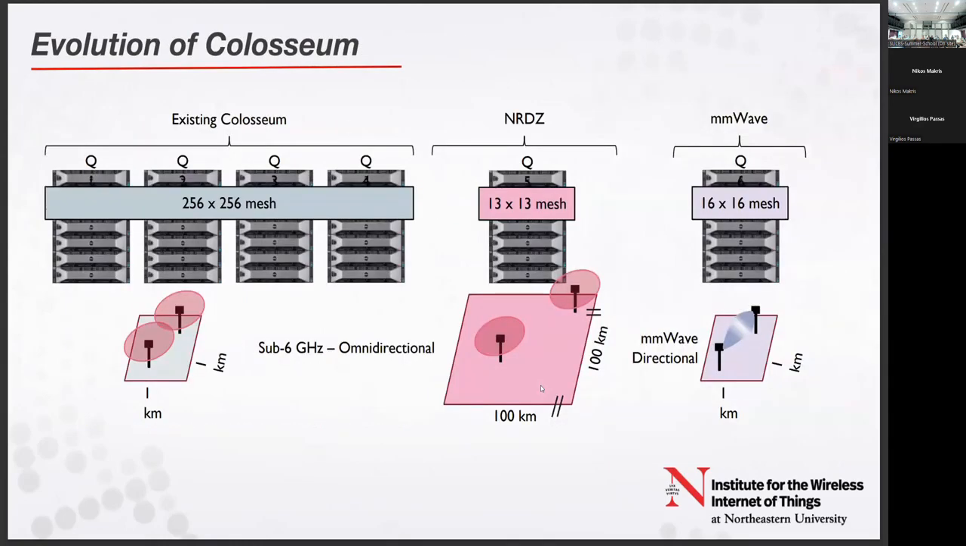So, Colosseum is about 5 or close to 5 or 6 years old. We have been thinking about and have received some additional resources and funding to bring Colosseum into supporting beyond 5G and 6G kind of research. Today, Colosseum supports only a 1 kilometer by 1 kilometer physical area that can be emulated. What we are doing with the support of a National Science Foundation program, NRDZ, which stands for National Radio Dynamic Zones. Yes.